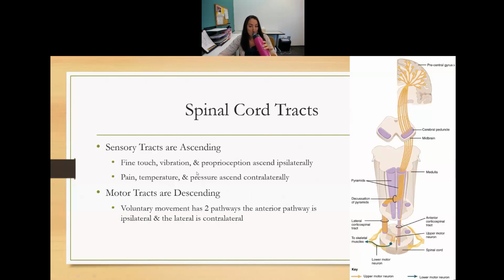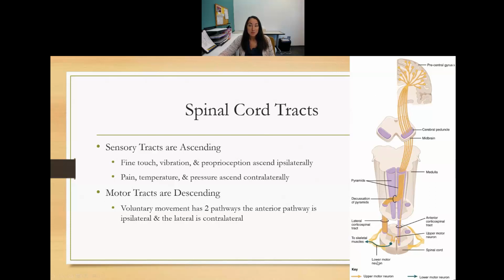Those that are responsible for fine touch, vibration, and proprioception all ascend on the same side. So if they're coming from, see, that's the dorsal, so that's the back. This is the front, so this is the right side of the body. Then they would go straight up the right side as they travel up the spinal cord.